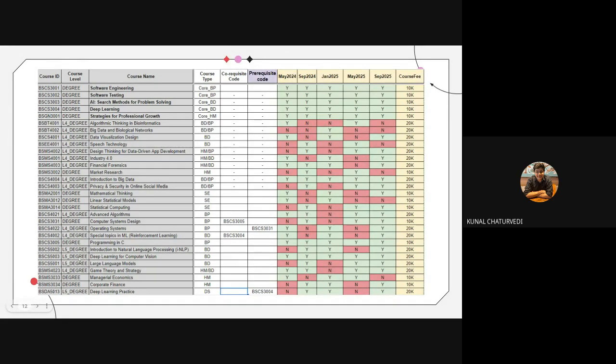And currently there are 4 level 5 courses, which are Introduction to NLP, Deep Learning for Computer Vision, Large Language Models, and Deep Learning Practice, with Deep Learning Practice being the newest addition. So these are the 4 level 5 courses. And then, obviously, you have these course names, and then you have these course types.